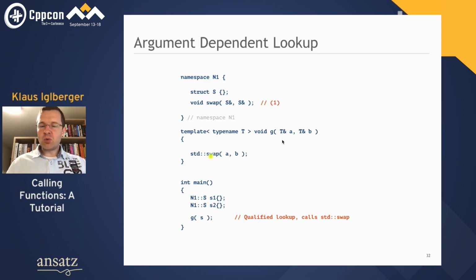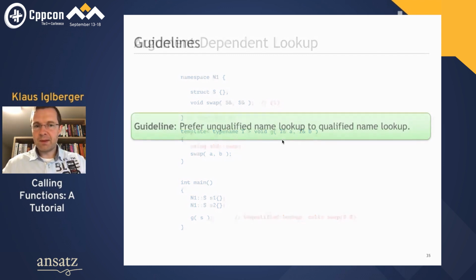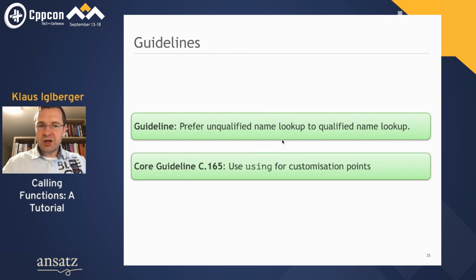In order for ADL to work, I have to really use unqualified lookup. So the advice here is not to qualify swap, but to say using std swap and to call the function unqualified. Standard swap is now an option, but since I do find a better match, thanks to argument-dependent lookup, the right swap function, the swap that swaps two s is called. So prefer unqualified name lookup to qualified name lookup. And especially in generic code, consider core guideline C.165, using for customization points. This and only this will allow ADL to do its job properly.